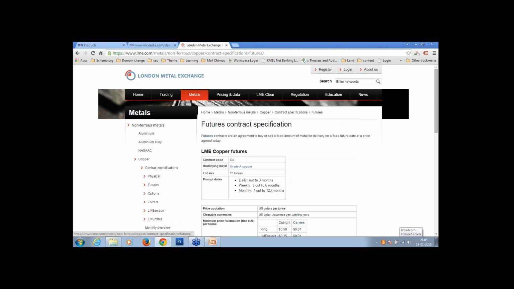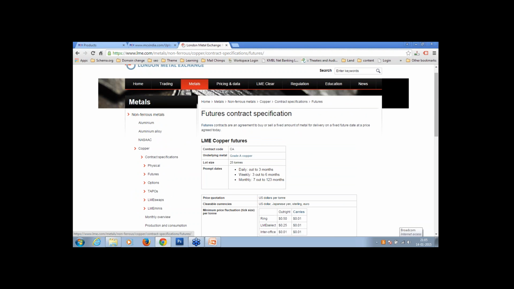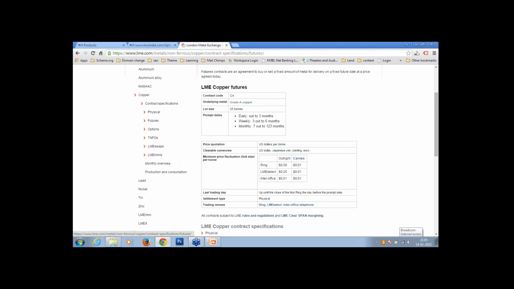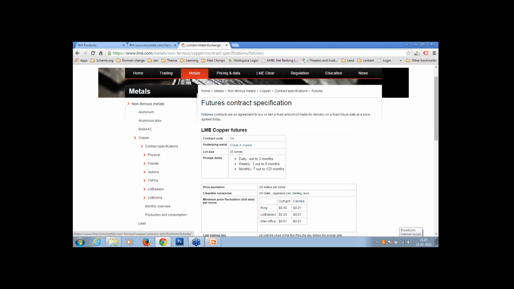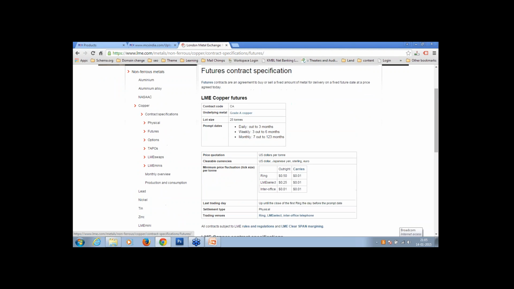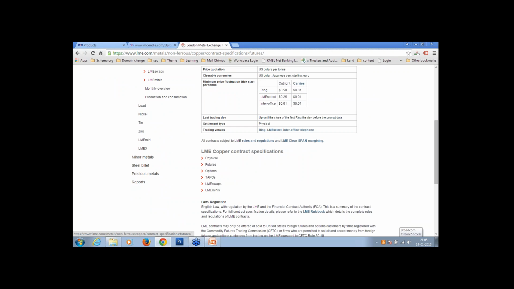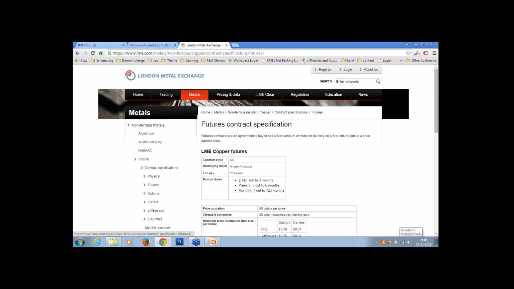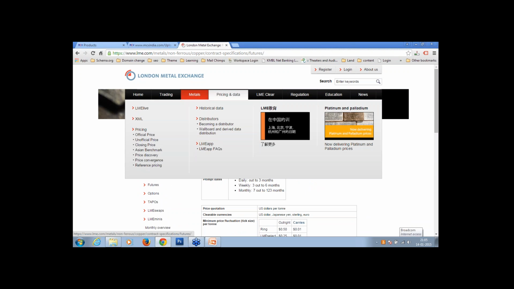Contract code CA. This is the code, the symbol, for the LME copper future. So you just have to explore the website to learn more. We have historical data. We have LME live.